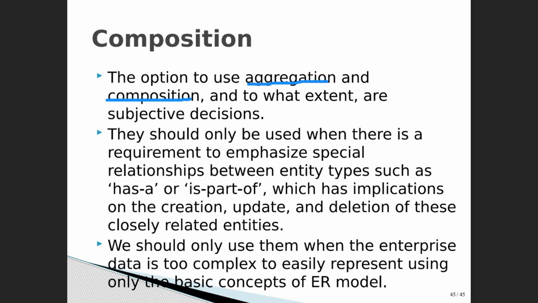It depends to what extent we can decide about the types of these relationships between entity types. The more complex the system is, the more essential it will be to add all this semantic information. If you need to emphasize a special relationship, like has a or part of, then you can use it. Otherwise, you don't have to use aggregation or composition every time.